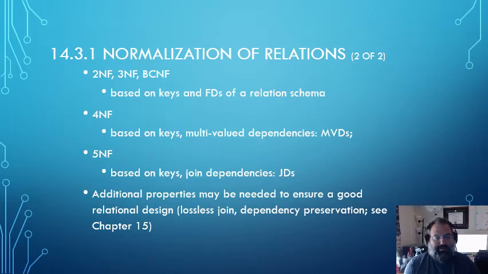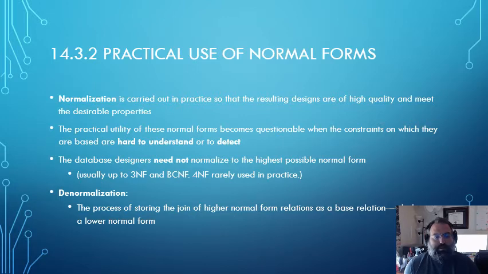Second, third, and fourth normal form are based upon keys and functional dependencies in a relational schema. Fourth normal form is based upon keys and multi-valued dependencies, and fifth normal form is based on keys and join dependencies. Additional properties may be needed to ensure a good relational design: lossless join, dependency preservation, and so on. See Chapter 15. Normalization is carried out in practice so that the resulting designs are of high quality and meet the desirable properties. The practical utility of these normal forms becomes questionable when the constraints on which they are based are hard to understand or to detect.